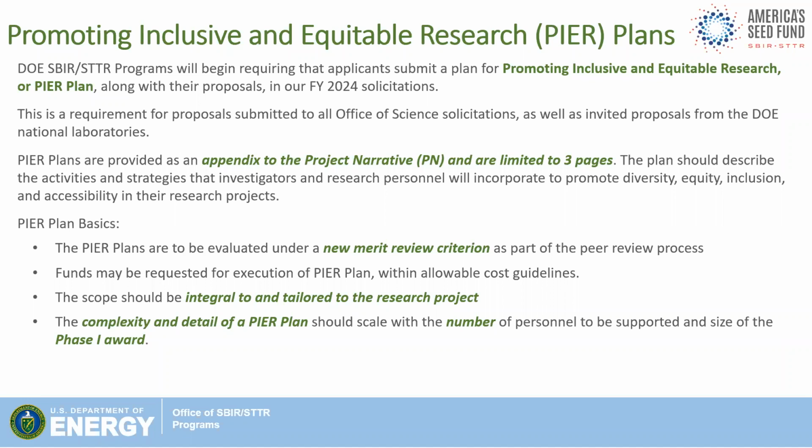Additionally, and importantly, the complexity and detail of a peer plan should scale with the number of personnel to be supported and the size of the phase 1 award. So in the DOE scheme of things, it's 1.1 million to 1.6 million for phase 2, and it's a 2-year program typically. So you just want to think about what is reasonable for something of that size and that length of time, what you can accomplish.